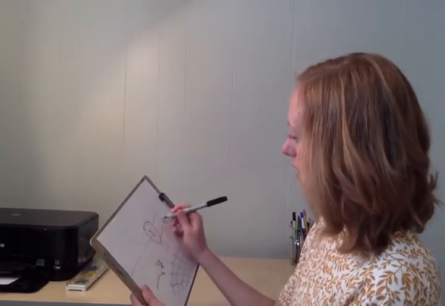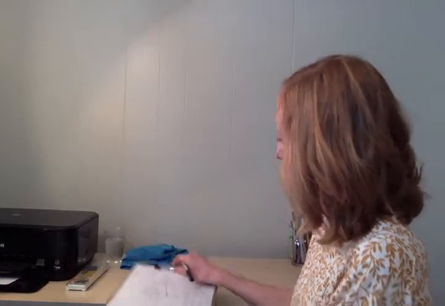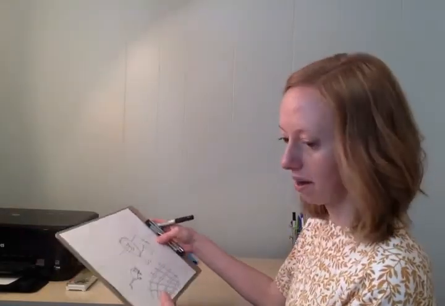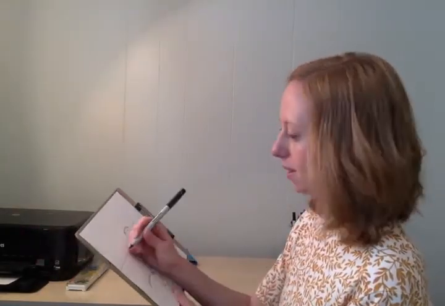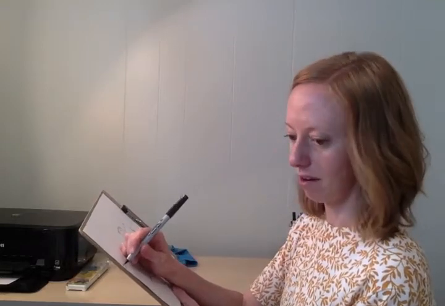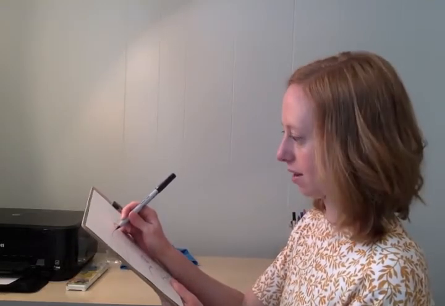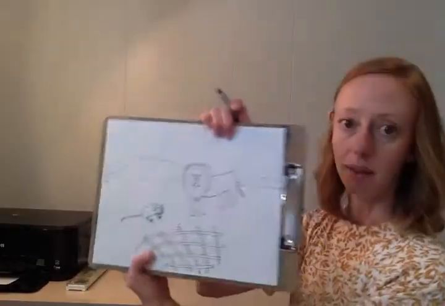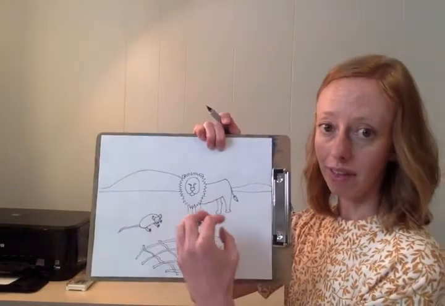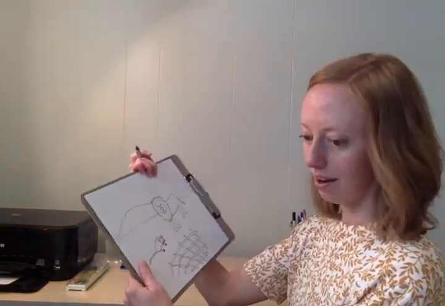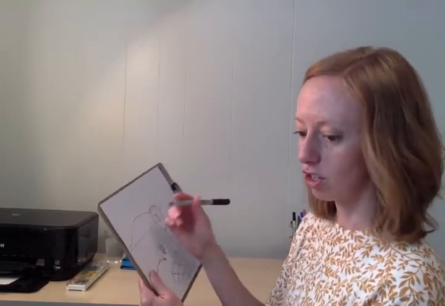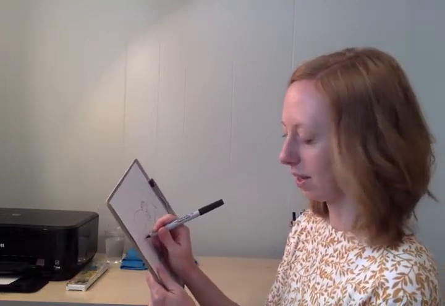I'm going to draw a line across the paper. So this is the savannah. That's where this lion lives. And I guess mice can live in a lot of places. I looked that up. So just do some hills in the background to give a sense of distance back there.